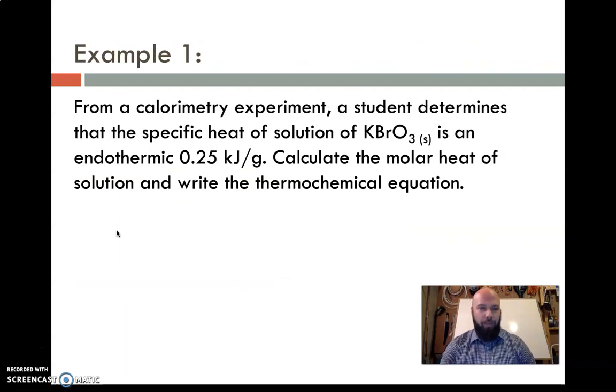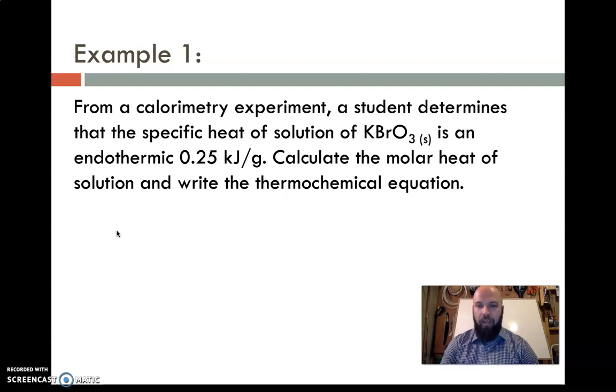The example that we have here is from a calorimetry experiment. So there's a video posted that talks about what calorimetry is, and you can go through that. But essentially, the student who's done the experiment has figured out that 0.25 kilojoules per gram is the specific heat of solution of potassium bromate. Specific heat of solution means that when you dissolve a solid into a sample of water, that is the heat that, in this case, is endothermic, that has entered the system.